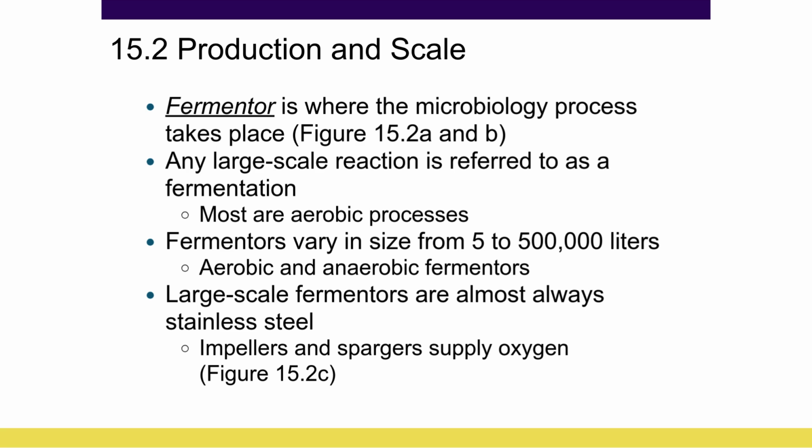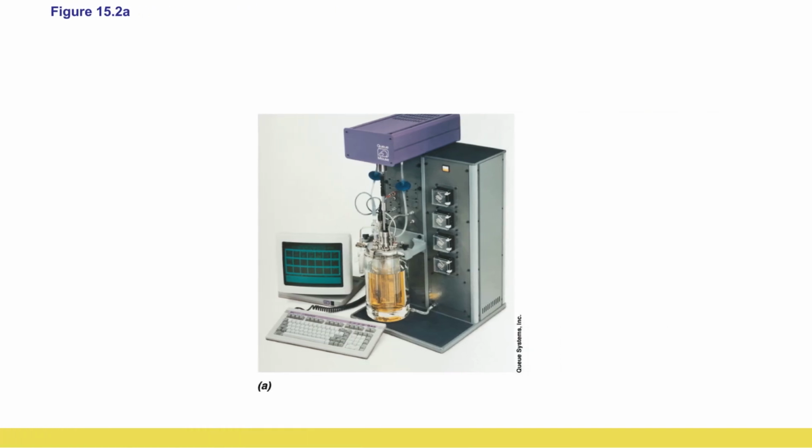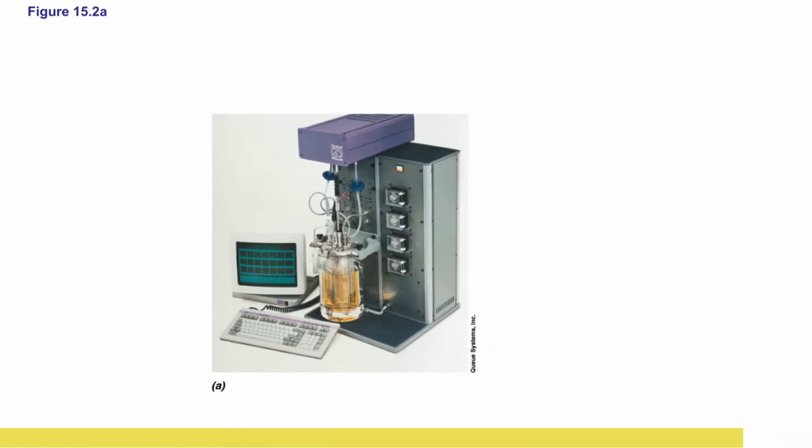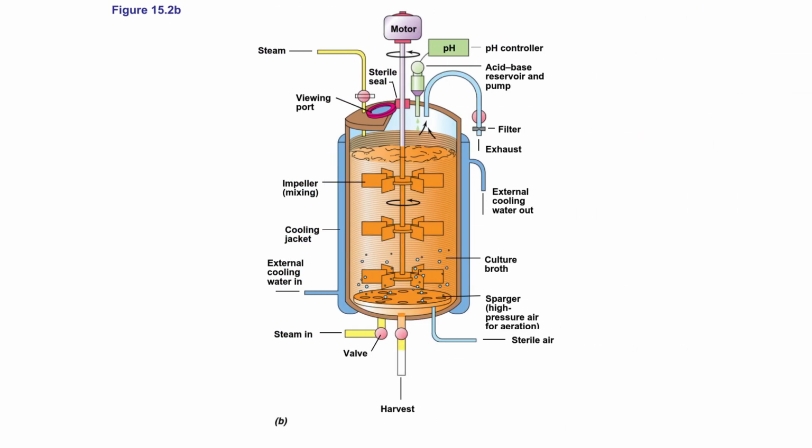Large-scale fermenters are almost always constructed from stainless steel. Inside, impellers and spargers work together to supply and mix oxygen into the culture broth, which is depicted in figure 15.2c. Figure 15.2a shows a photograph of a large, industrial-scale fermenter. Figure 15.2b provides a detailed schematic diagram of a fermenter.